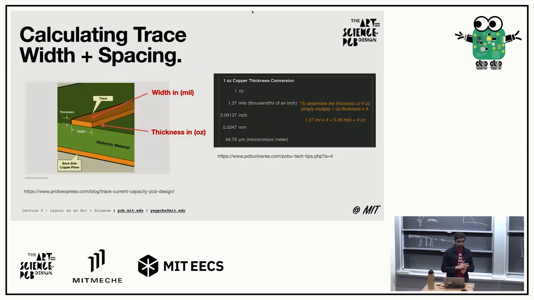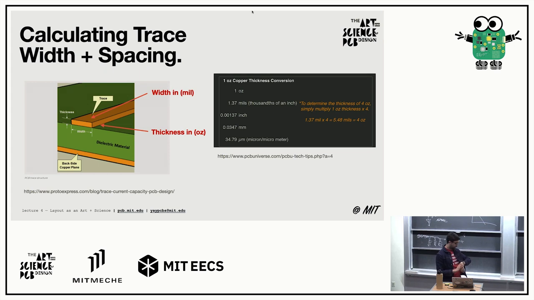Okay. So I'm going to briefly talk about calculating a trace. Actually, it's been 45 minutes. Let's take a 5-minute break, and then we'll come back in 5 minutes, and then I'll go through this.